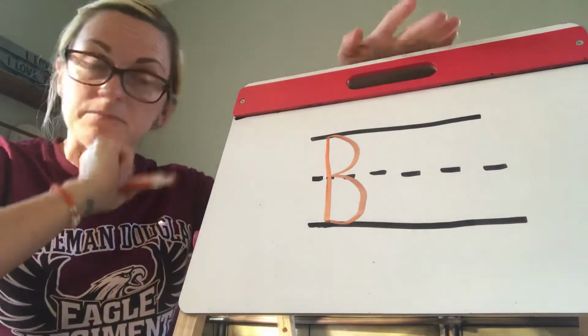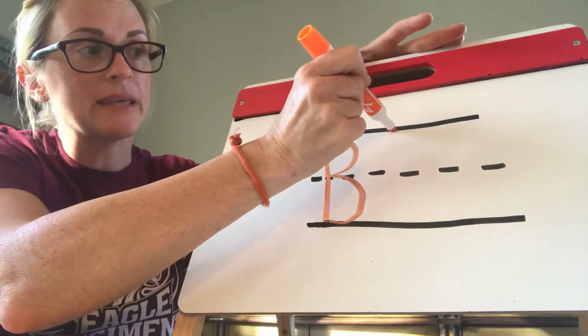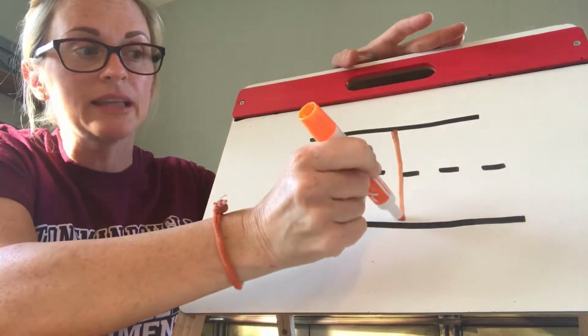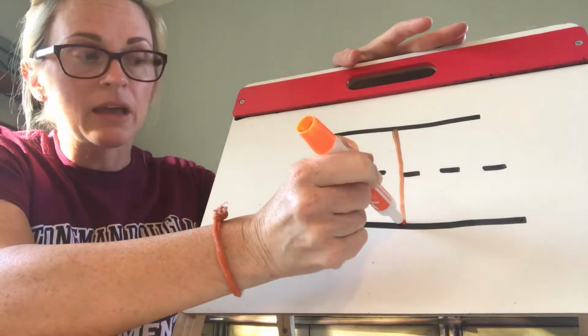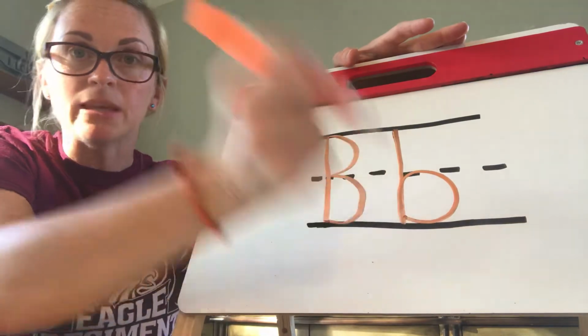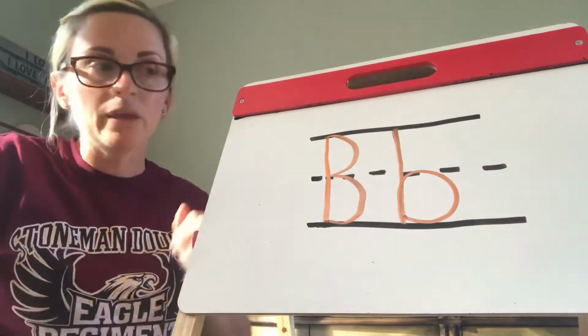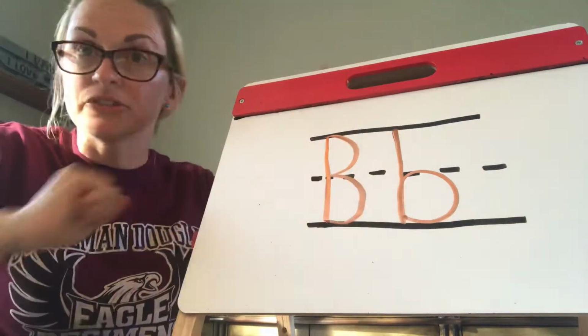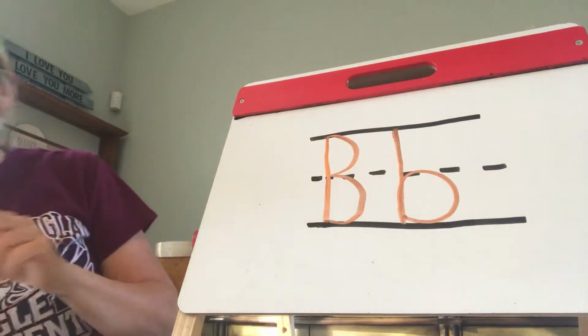Now lowercase b also has a big line down, but I'm not going to lift my marker. I'm going to go up and around. I'm going to give my B a belly. Sometimes it's hard to remember which way the belly goes.